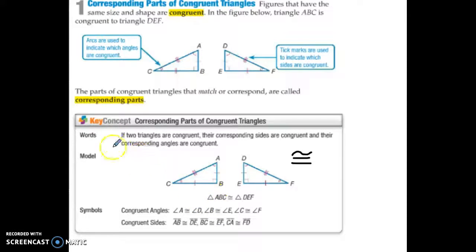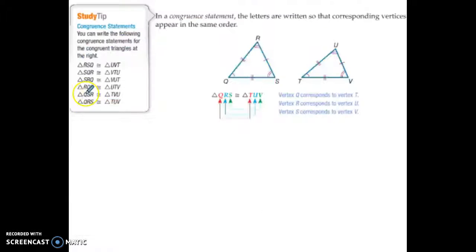We're looking for the sides that match up and are the same. So again, the order of the letters tell us how they correspond. So without even looking at this picture up here, I know that angle Q is going to be the same as angle T. Angle R is the same as U. Angle S is the same as angle V. The sides are also the same way.